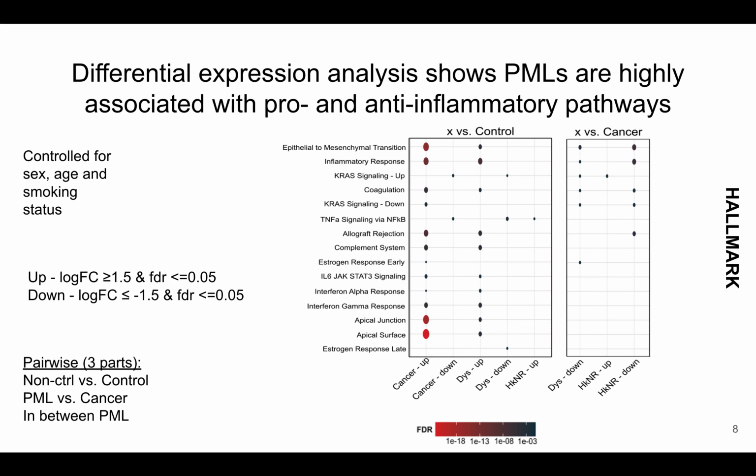When we apply the hallmark compendium using a hypergeometric type of enrichment analysis, we see most of the pro and anti-inflammatory pathways being enriched when compared with the control group. For example, the cancer shows here that it's been upregulated in epithelial to mesenchymal transition as well as interferon gamma and so on. A similar pattern is observed with the dysplastic group, and then when we compare the PMLs with the cancer group, they were downregulated, whereas the cancer group was upregulated in this case.